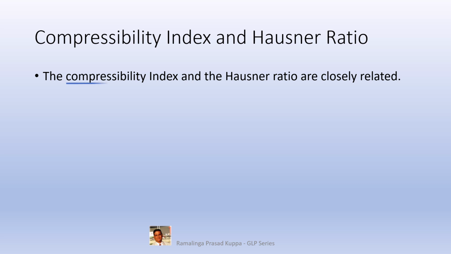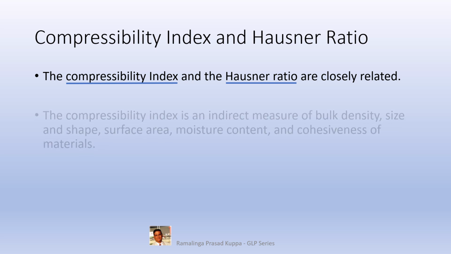The compressibility index and the Hausner ratio are closely related. So let us see more. In fact, compressibility index and Hausner ratio are not separate tests. These are derived from the bulk volume or density of the powders.